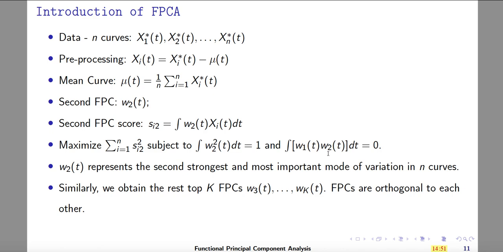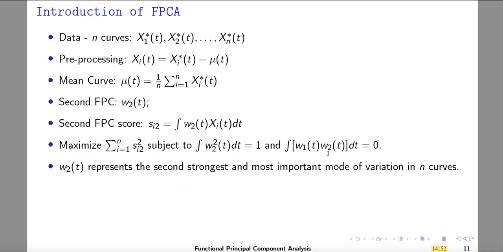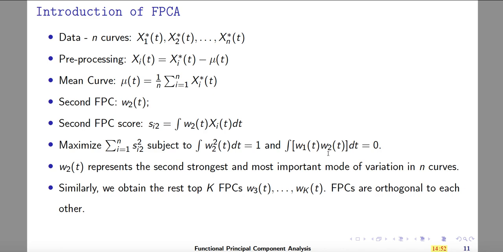Any questions? Yes? In the beginning, you were saying you were projecting the data of infinitely many dimensions onto a finite space. Could you explain why the original space is infinite dimensional? This is a very good question. The reason is that the original space is Xi of t, these n curves, and Xi of t is a function. So the function is infinite dimensional in terms of t. Yes, that's right.